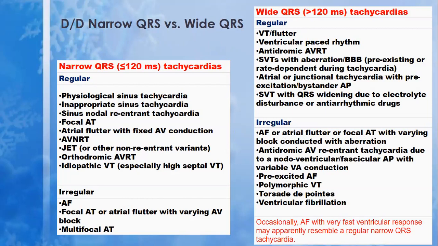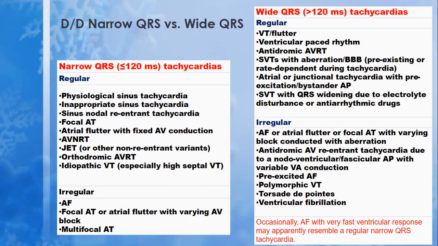So if the QRS complex is regular, then it may be due to physiological sinus tachycardia, inappropriate sinus tachycardia, sinus nodal reentrant tachycardia, focal atrial tachycardia, atrial flutter with fixed AV conduction, AV nodal reentry tachycardia, junctional non-reentrant variants, orthodromic AVRT, that is atrioventricular reentrant tachycardia, idiopathic ventricular tachycardia. So ventricular tachycardia may also give rise to narrow QRS complex. And the rhythm may be irregular in case of atrial fibrillation, but the QRS complex is narrow. Focal atrial tachycardia, atrial flutter with varying degree of AV block. Whenever there is varying degree of AV block, the heart rate ultimately becomes irregular. There may be multifocal atrial tachycardia. This gives rise to irregular heartbeat also.